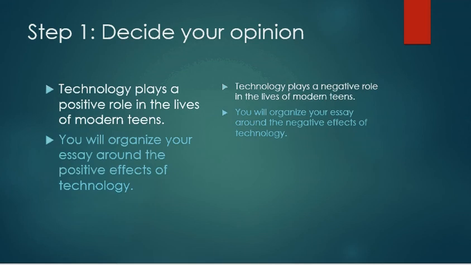If you believe that technology plays a positive role in the lives of modern teens, you will organize your essay around the positive effects of technology. If you believe that technology plays a negative role, then you're going to organize your essay around the negative effects of technology. What is really kind of interesting is both of these can be some of the same information, but you're going to be talking about them very differently. But either way, do you see why it's important to pick a side here? So when you look at your topic, the first thing you need to decide is, what do I believe about this topic? And you need to be very clear about this. You need to be able to write out your thesis statement right in the beginning, which side you're on.